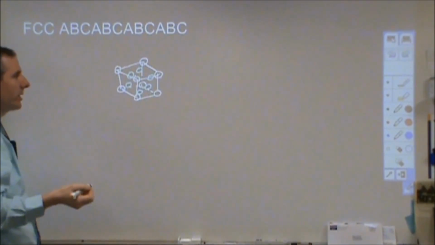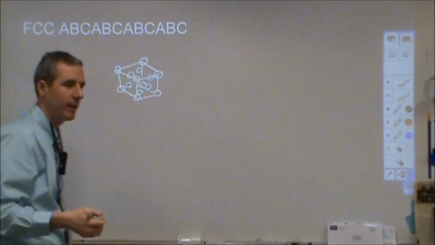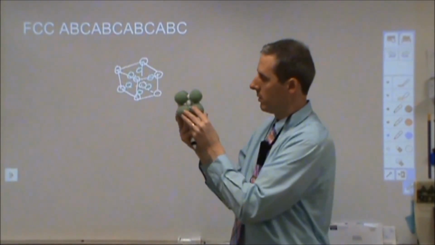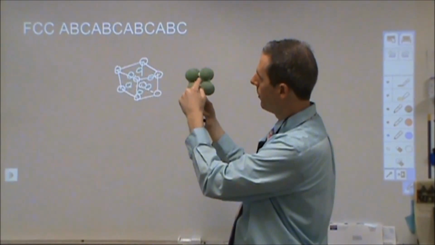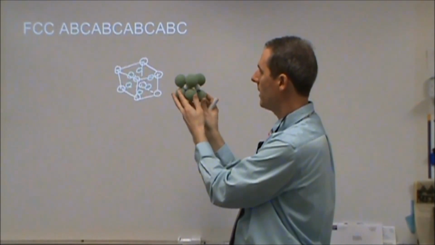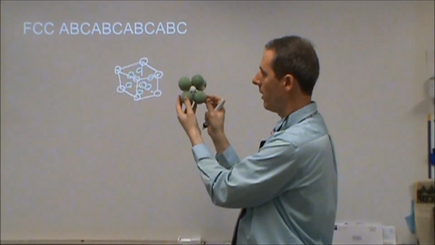So we have 6 of these blue atoms, 1 at each face, and that ends up looking like this in 3D. We have a little model here. So any face you look at, you have your 4 corners that you can see, and then you have the 1 face atom that's in the middle of them. So as we rotate that, careful not to break this, that's what we're seeing.